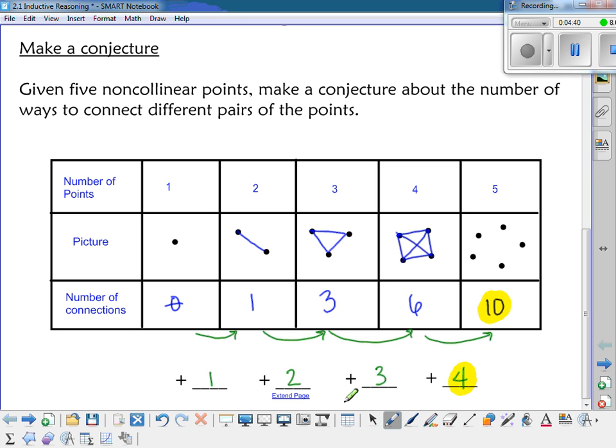And we can double check that. 1, 2, 3, 4, 5, 6, 7, 8, 9, 10. Sure enough, there are 10 connections. So what do you suppose we're going to be adding to get to the next one? We would do plus 5, and so on.